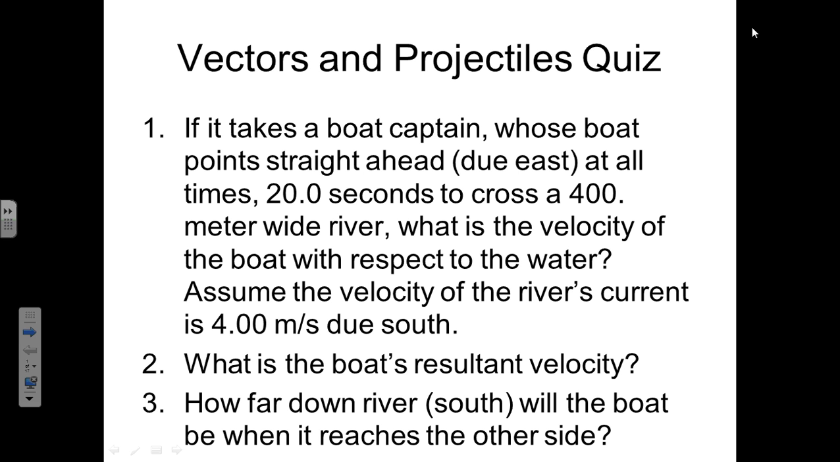Yeah, horizontal. Does the velocity of the river matter here? Doesn't matter at all. So what we want to do is go to another slide. We know that the river is 400 meters wide, so that's the displacement he has to make, and we know that it takes him 20 seconds to do that. We want to find the boat's velocity with respect to the water. That means how fast is the boat going if the water's not moving.